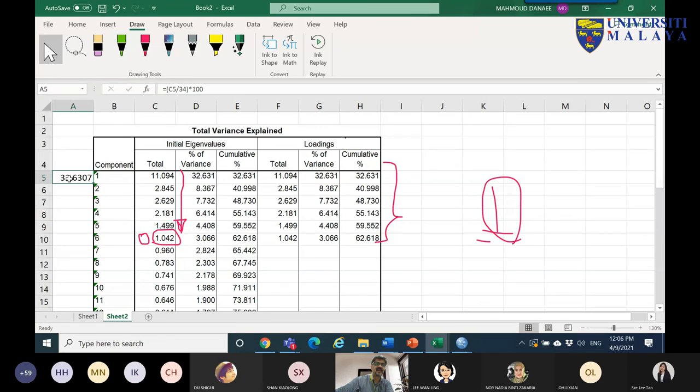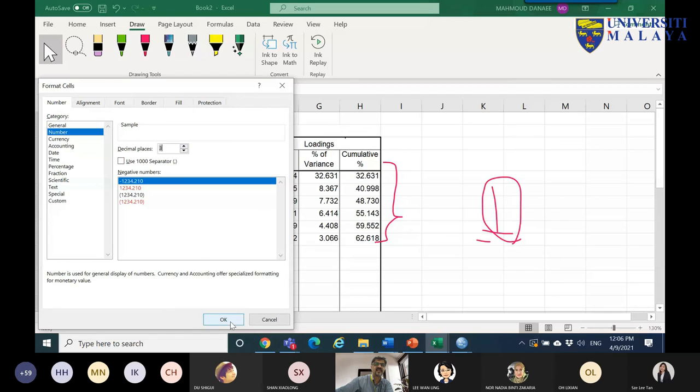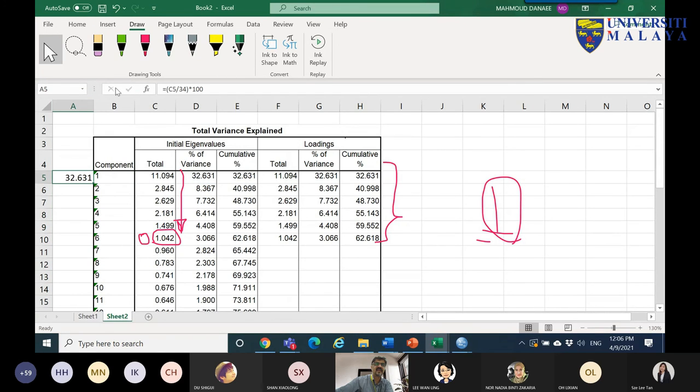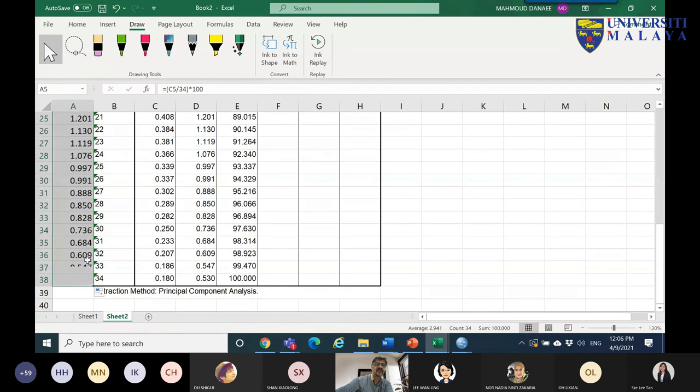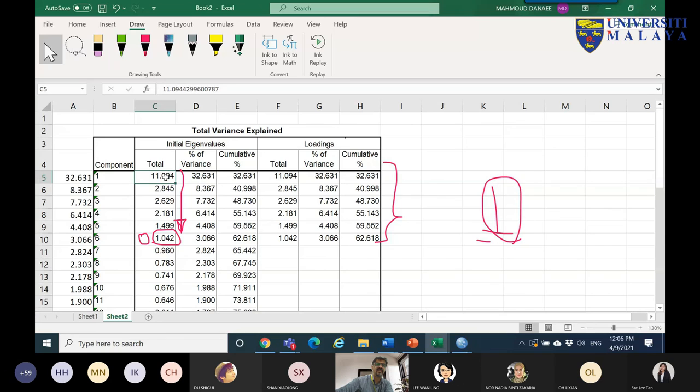Now look at here, if I round it to 3 digits, it will be the same number, right? If I drag it and drop it, it will give you the same numbers as here. We have 34 samples, and this is the amount of variance for the first component. So the first and most important component is component 1, always. And the ratio of the variance that can be explained by this component is always the highest.